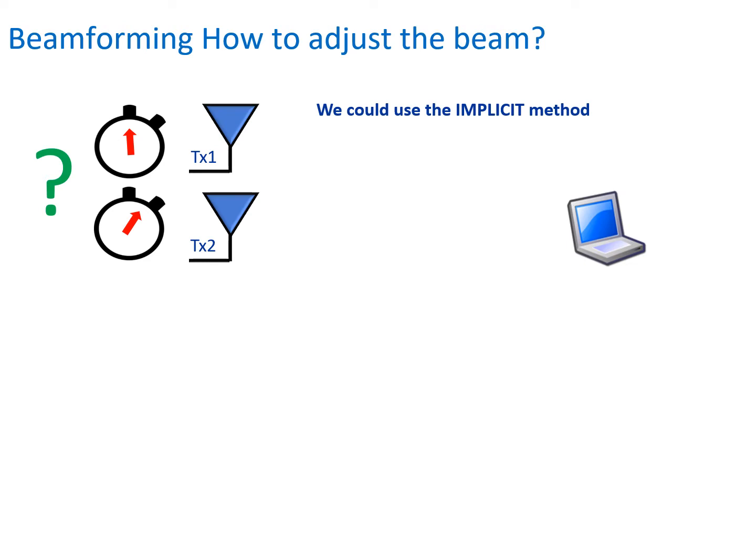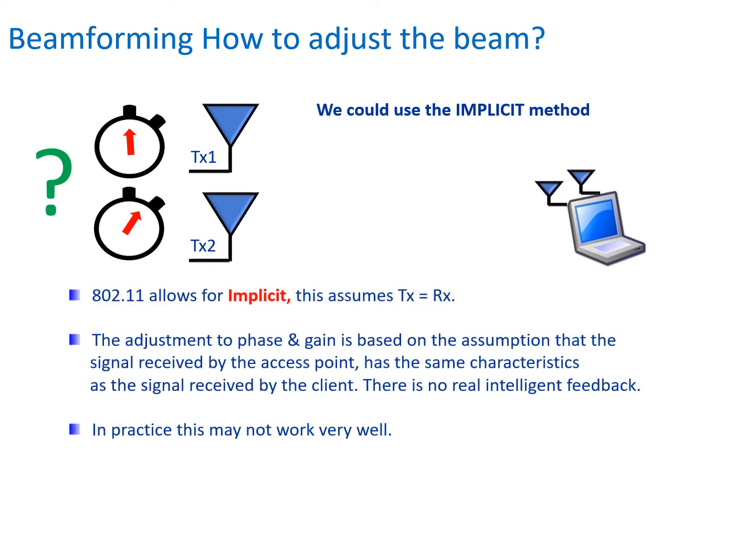Well, there are two methods. We could use the implicit method. The implicit method is allowed in 802.11 and it assumes that the transmit power and the receive power are the same. The adjustment to phase and gain is based on the assumption that the signal received by the access point has the same characteristics as the signal received by the client. There is really no intelligent feedback, and in practice this may not work very well because it's, to be honest, the wrong assumption. You can't assume that the transmit path is going to be symmetrical. It doesn't always work like this in RF.